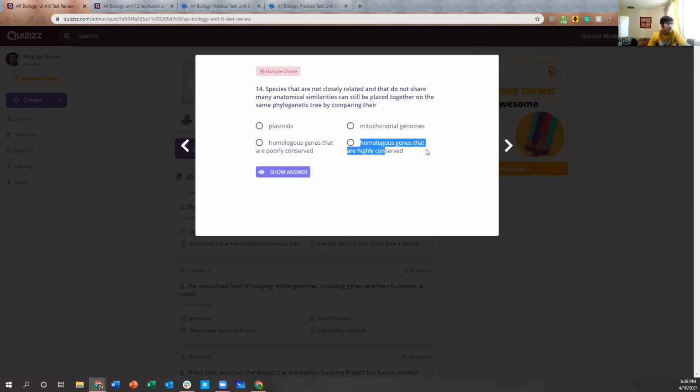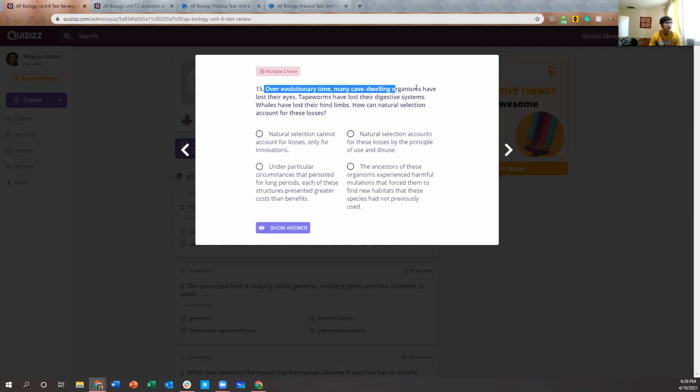Homologous, I feel like it's probably one of these two answer choices, but I'm not sure whether it has to do with poorly conserved or highly conserved. Let's think about it. If homologous genes are highly conserved, then we can group them together. So probably if they're poorly conserved, then we wouldn't be able to compare them. So I'm thinking it's this one. Okay, so this is the right answer. It's homologous genes that are highly conserved. And because they're highly conserved, we can group them together. That's the rationale behind this, I think.